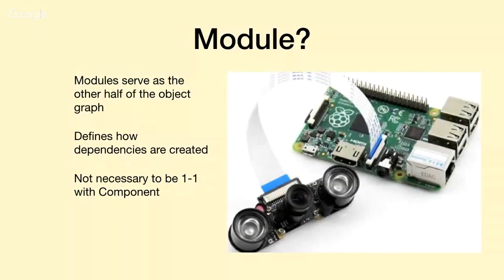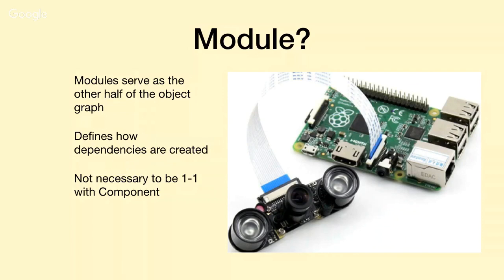So what is this module? Well, this is the other half of the object graph that we were talking about before. This is the half that defines how to generate our objects, how those instances will be created, but has no knowledge of the actual graph and relationships and parenting itself. Well, not yet, but maybe.